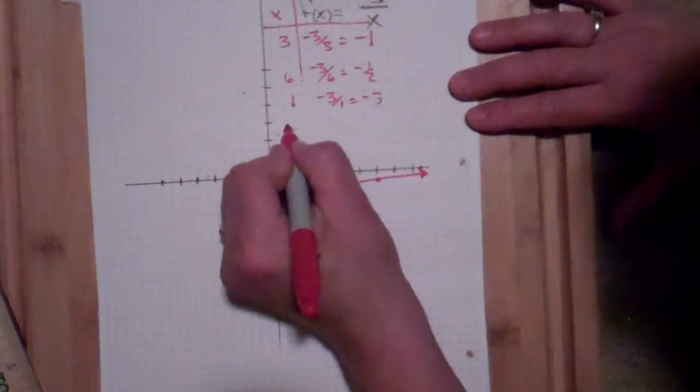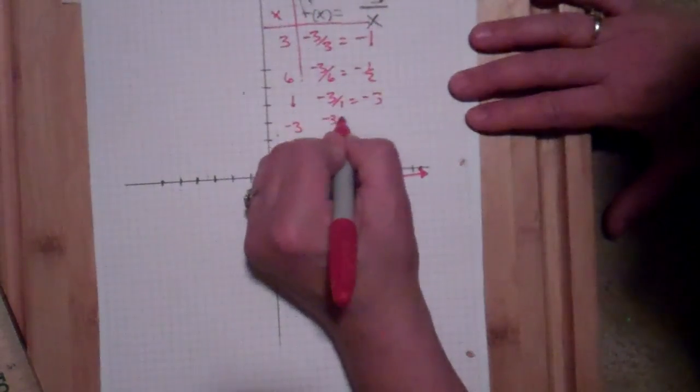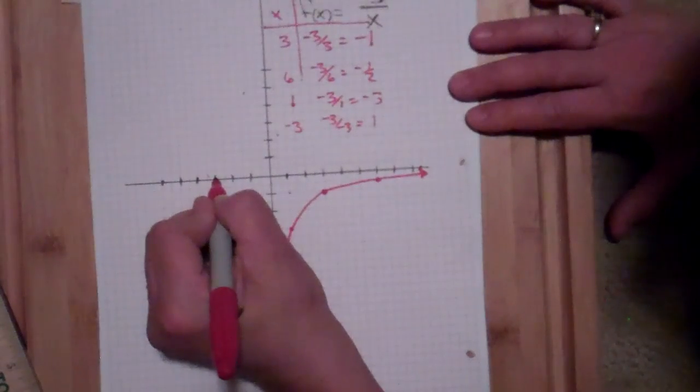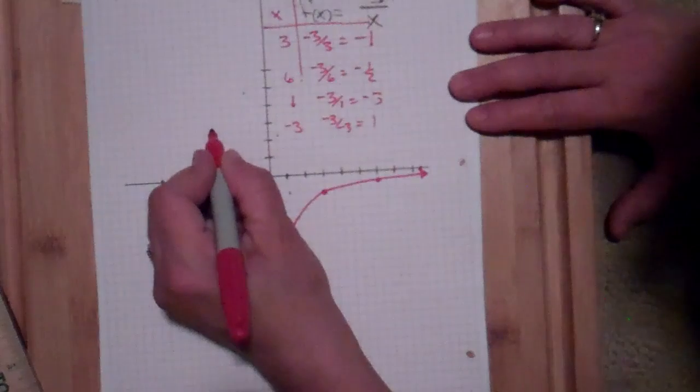Same thing will be true when we plug in a negative 3. If I were to plug in a negative 3, I'd get a negative 3 over a negative 3, and that would be a positive 1. So at a negative 1, 2, 3, I'm actually at a positive 1, 2, 3.